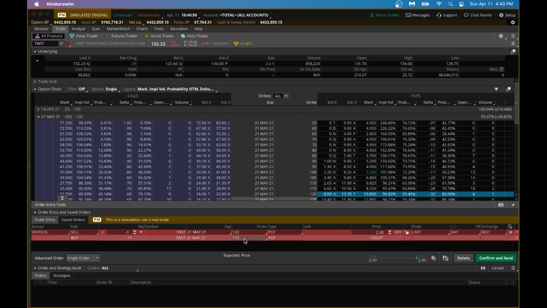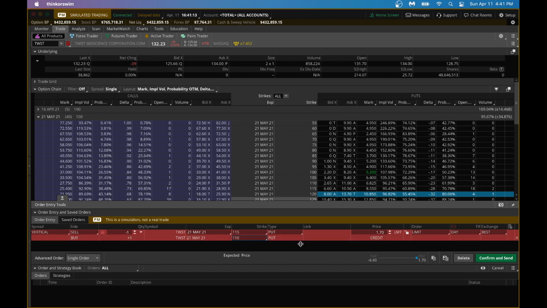You could even do less if you want to. If you want to be conservative, you could do 115, 110. That's also good. So if you sell this spread, this is pretty comfortable. You are selling a 28 delta put, and you're buying back a 23 delta put, which is pretty good.